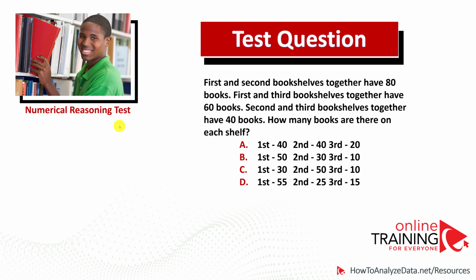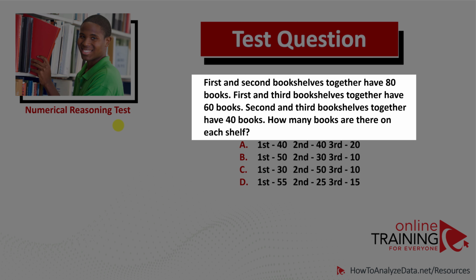Let's look at a tricky problem, which at first doesn't seem solvable, but when you understand how to solve it, has a very easy solution. First and second bookshelves together have 80 books. First and third bookshelves together have 60 books. Second and third bookshelves together have 40 books. How many books are there on each shelf?